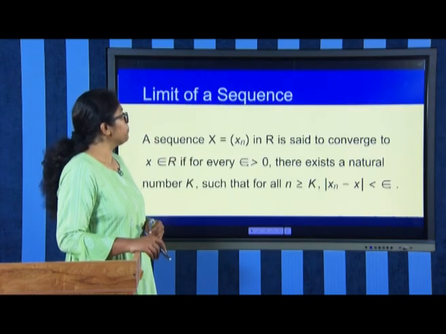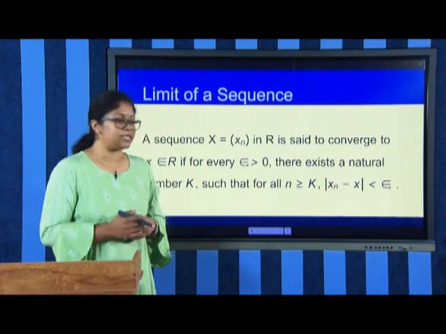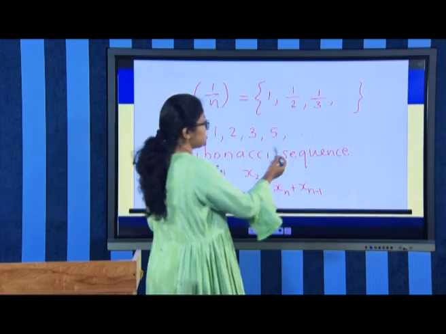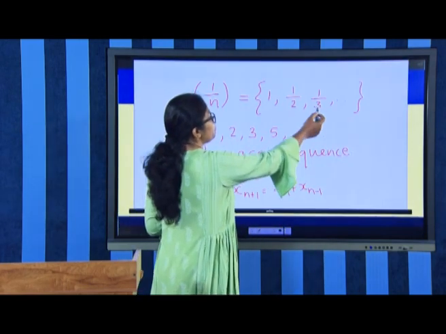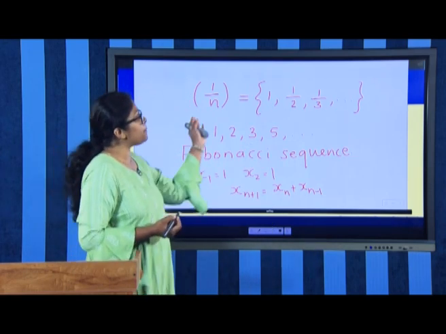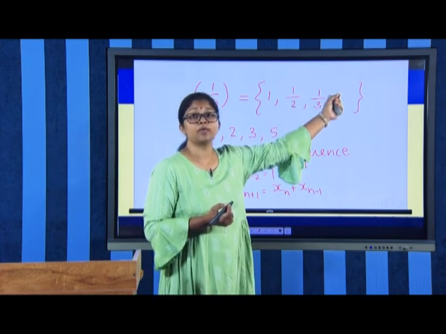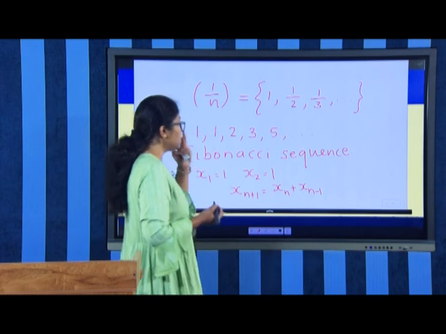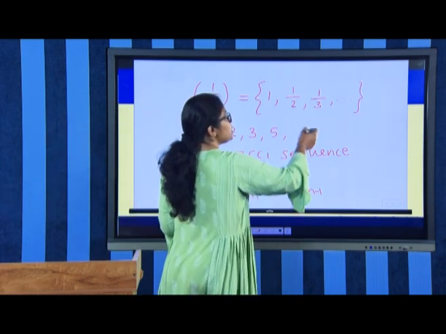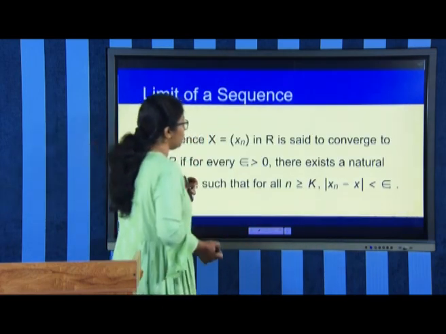Now, coming to the limit of a sequence. We have seen so many examples here, like in the case of the Fibonacci sequence, and we have seen another example 1, 1 by 2, 1 by 3 and so on. So, finally, what happens to this, or at the end, where is this going to? That is a question of importance. What happens as n approaches infinity, where is the sequence heading to? That is a point that we have to find out.